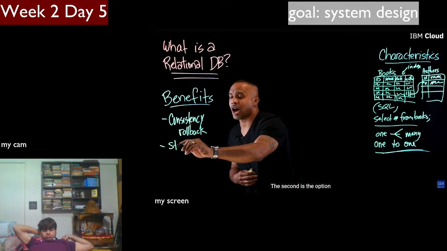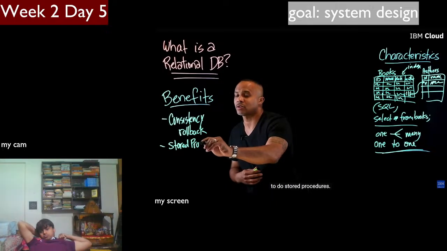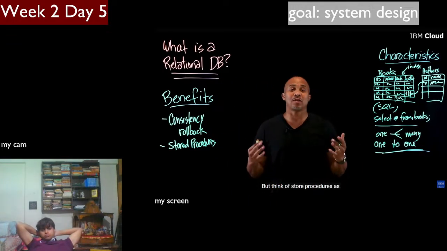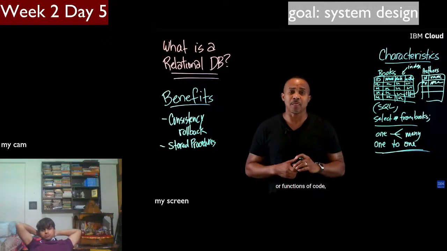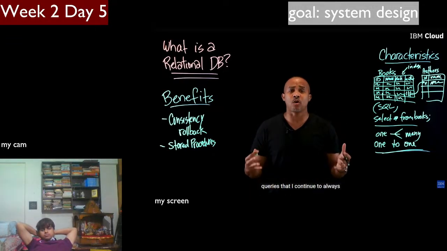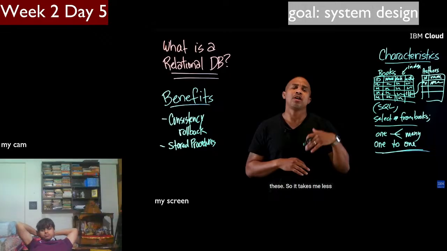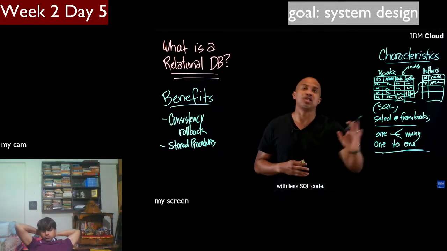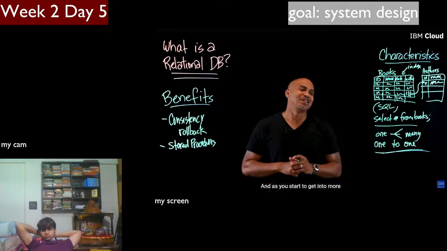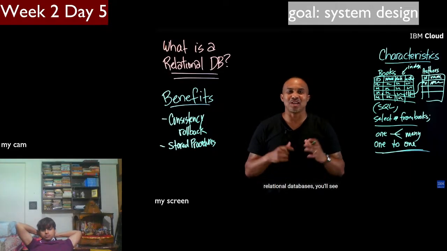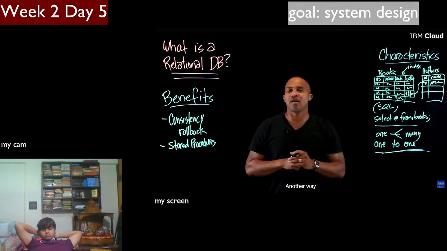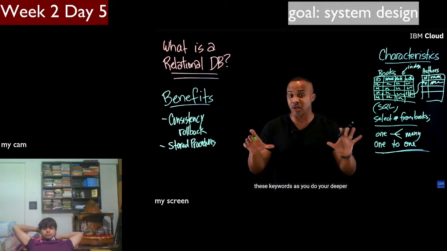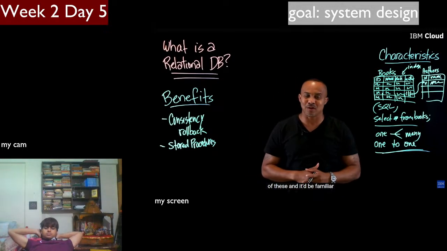The second is the option to do stored procedures. Sounds like a very complicated word there, but think of stored procedures as the ability to write multiple blocks or functions of code, or if there are a certain amount of queries that I continue to always run, I can kind of model these so it takes me less code to access that same functionality with less SQL code. And as you start to get into more SQL writing with relational databases, you'll see queries can get pretty big. Another way you can do this as well is another topic called views here. Definitely want to introduce some of these keywords. As you do your deeper dive, you're able to see a lot of these and it be familiar to you.